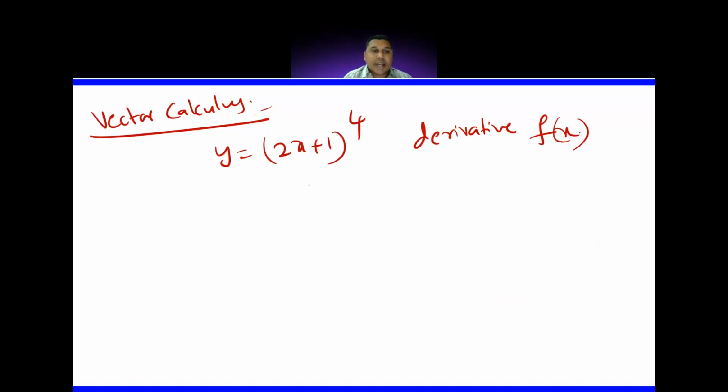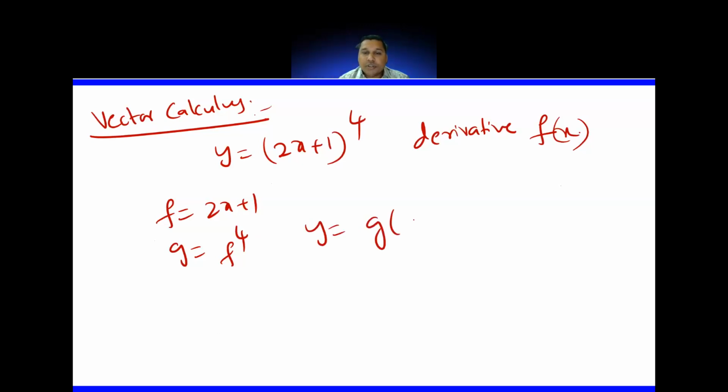Right? So maybe I can write here f equal to 2x plus 1 and g equal to f power 4. See, I have represented y as a function of g of f of x. So this y is nothing but g of f of x.